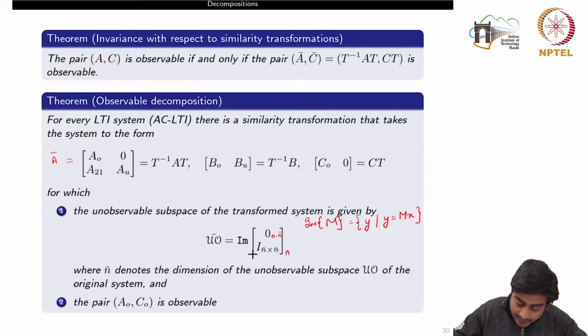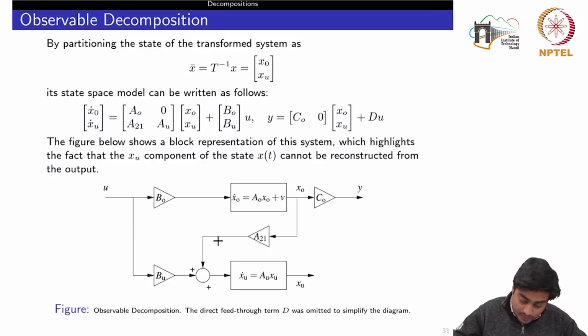And the n bar, there are some n bar vectors which belong to the unobservable subspace. Okay, so let's see a more detailed visualization of this decomposition.